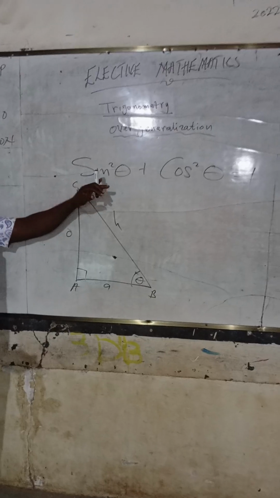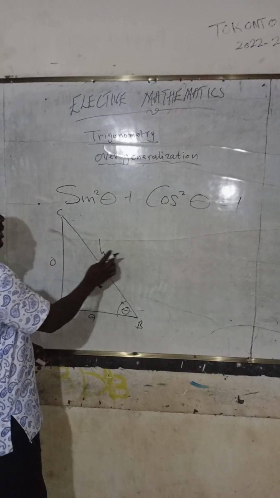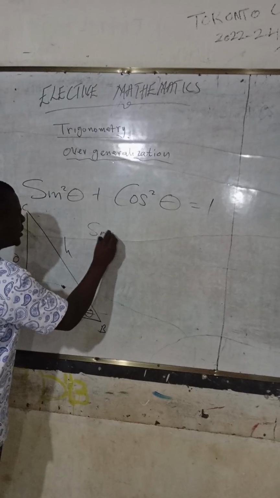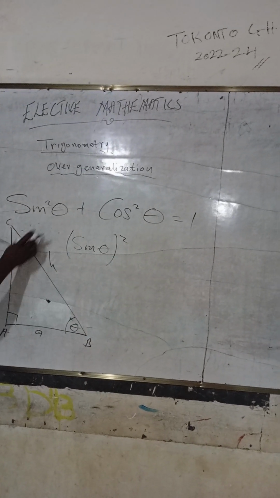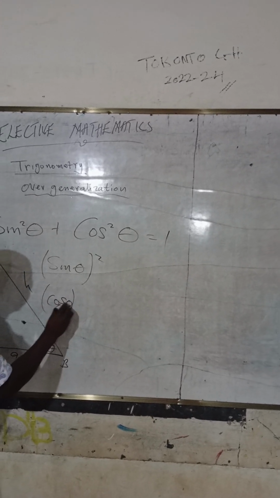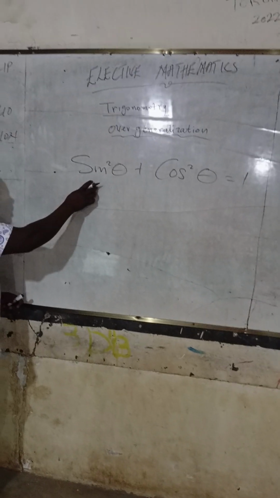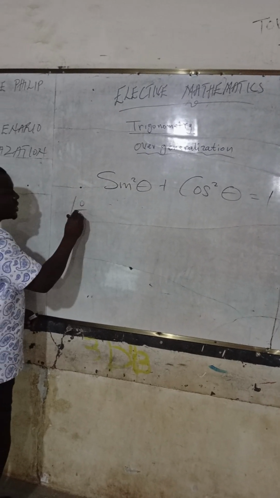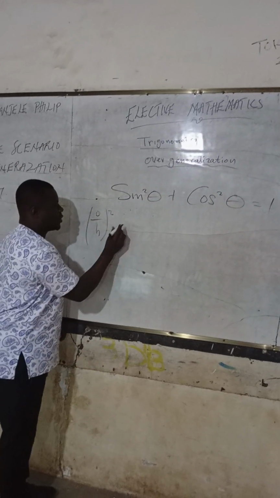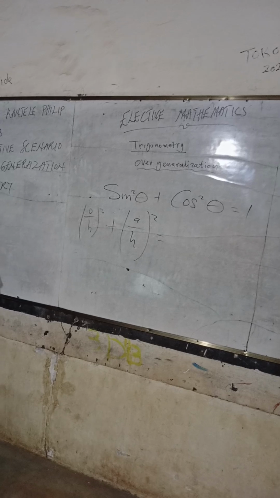In order to prove this identity, remember very well that sine square theta is the same thing as sine theta all squared, and cos square theta can also be written as cos theta all squared. So sine will now be opposite over hypotenuse, squared, plus cos, which is adjacent over hypotenuse, squared. So this will be equal to 1.